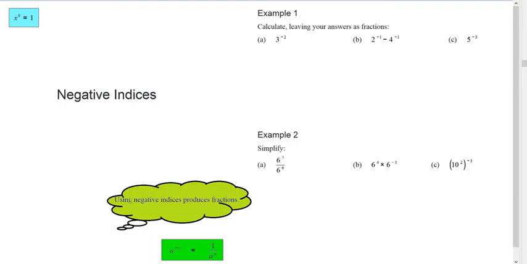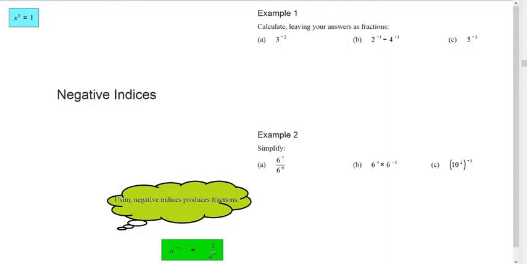Okay, so in this video, we're going to be looking at negative indices. But before we do that, I just wanted to touch on one of the exponent rules that you may have come across in 7.2. And that is anything to the power 0 is equal to 1. That is any number or variable raised to the power or index of 0 is equal to the number 1. And I just wanted to look at that briefly for you.